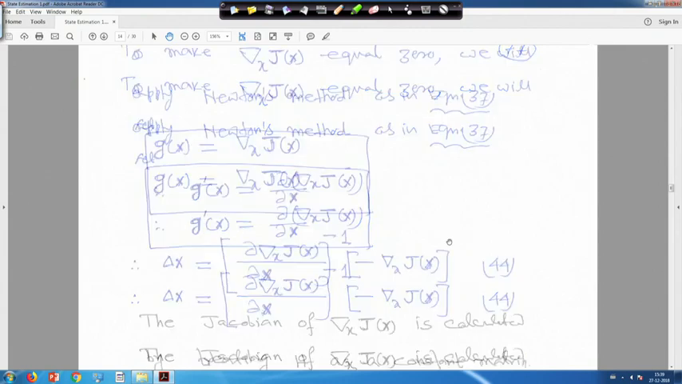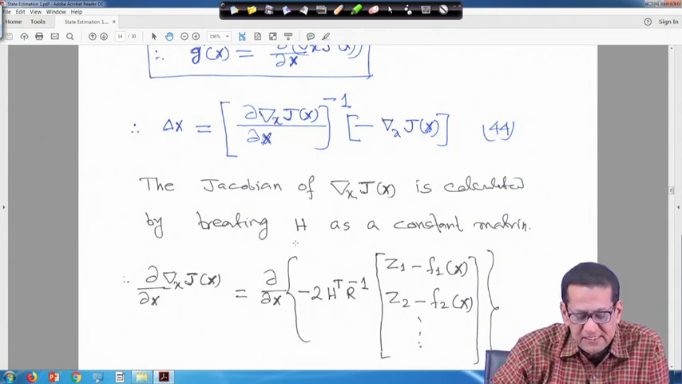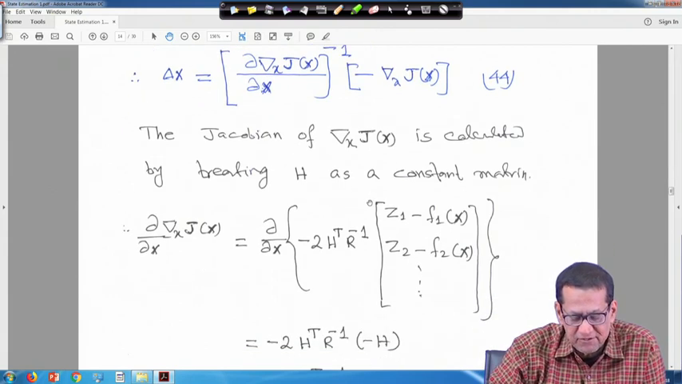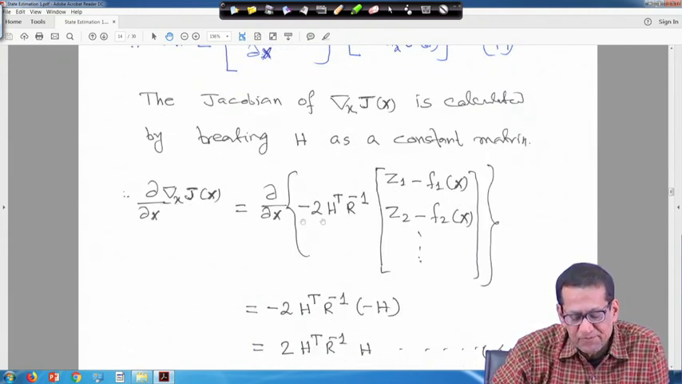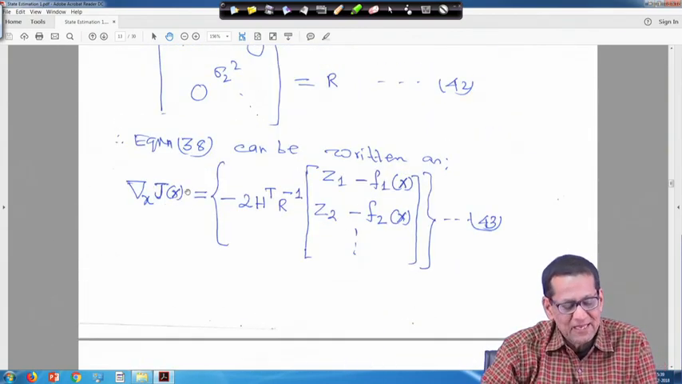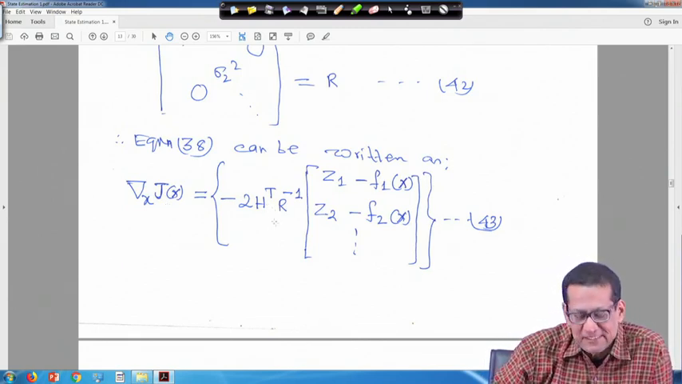So, now the Jacobian of that gradient J x is calculated by treating H as a constant matrix. Now, I assume H is a constant matrix, then what we have to compute is del x of gradient of J x. This is my gradient of J x. We are assuming H is a constant matrix, R of course is a constant matrix, then you have to take the derivative with respect to x of this gradient, right.